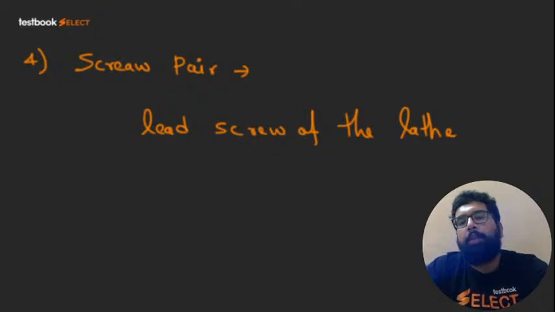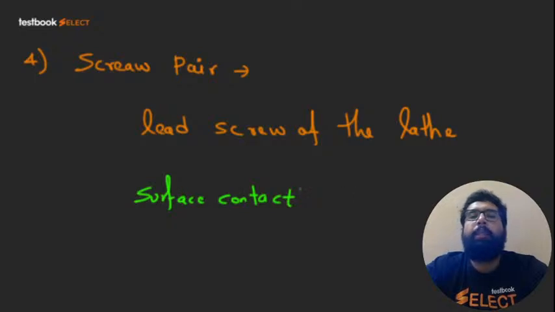For example, the lead screw of a lathe. Now I want to ask you again: is it a point contact or a surface contact? Definitely, it is going to form a surface contact, right? So what kind of contact is there between a nut and bolt? Obviously, the type of contact there is surface contact. Do we agree? I hope we agree.